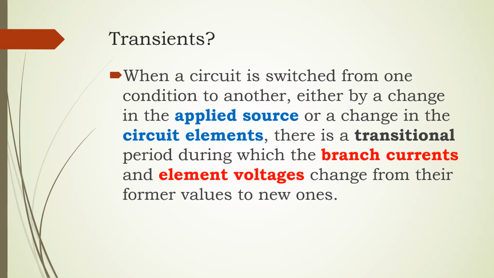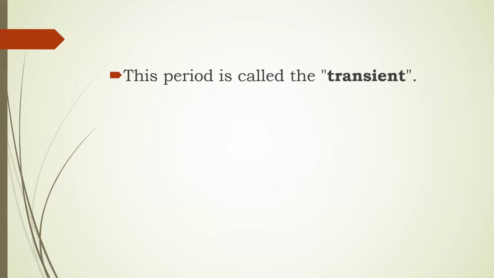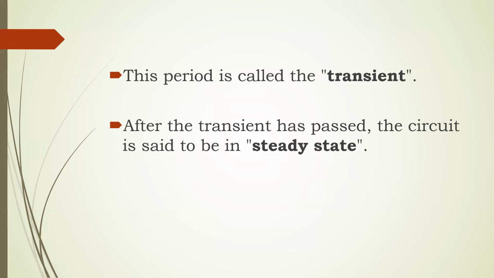When we make a change in a circuit, whether we add a source, we remove a source, add an element, remove an element, currents and voltages are going to change. And the period between the initiation and where it settles is known as the transient. Now, after the transient has passed, that is what we call steady state. So in terms of definitions, and as far as transients are concerned, I am done. I have nothing further to say.